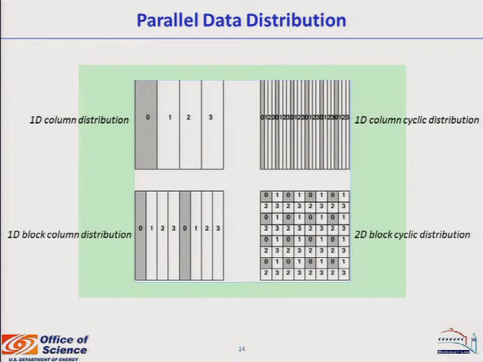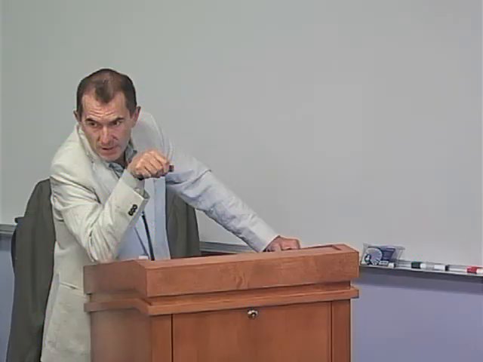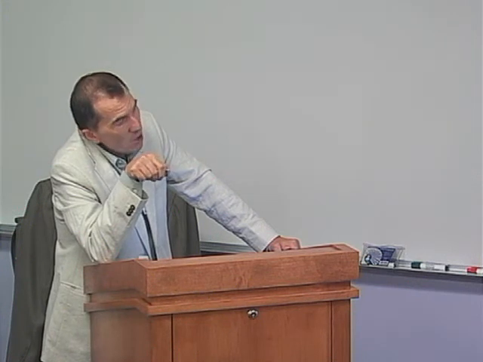We could take more than one column and do the same thing, 0, 1, 2, 3, assuming that in each one of these blocks we have more than one column. We call that 1D block column distribution. And we could do this by rows as well. And if we do that by both rows and columns, then we have what we call a 2-dimensional block cyclic distribution for our data.